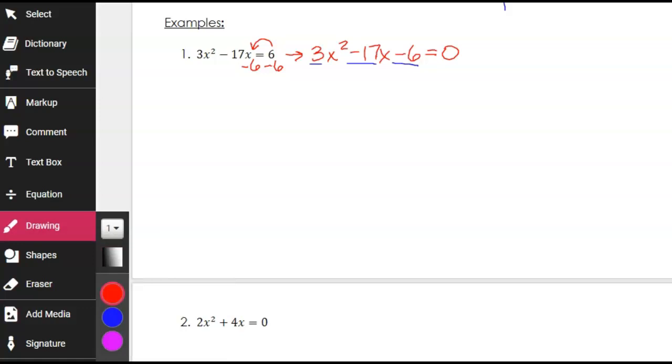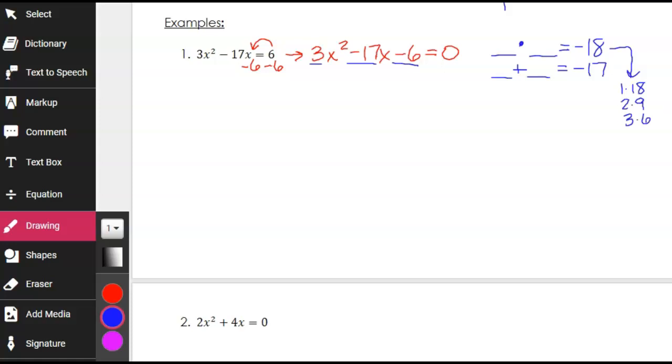So step 1, done. Step 2, factor. This needs to be checked for a GCF, and I don't see anything that I can take out of 3 and negative 17 and negative 6. So I'm going to go ahead and find my magic numbers. I need two numbers that multiply to be 3 times negative 6, so that's negative 18. And those two numbers also need to add to be negative 17. Well, I think if I list out my factors, 2 and 9, 3 and 6, and I think that's it.